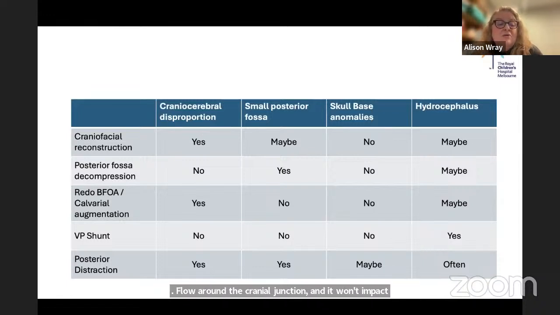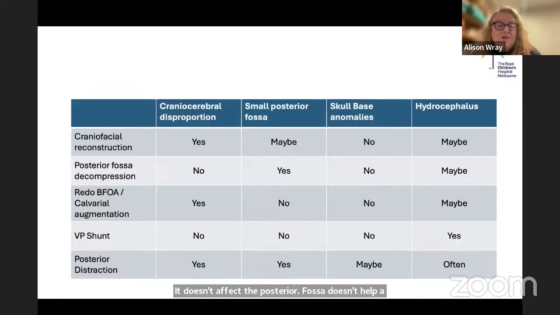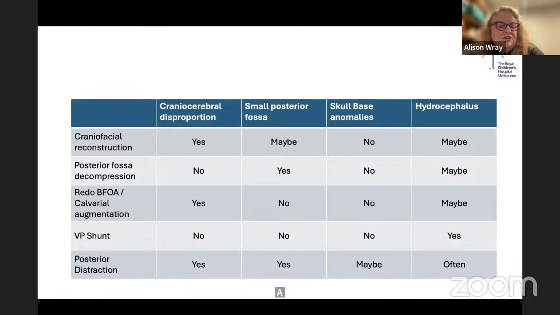If we work on, particularly in bicoronal synostosis, on redo BFOA or calvarial augmentation anteriorly, we do get some increase of the cranial volume, although the magnitude of that is much less than if we do a posterior distraction. It doesn't affect the posterior fossa, doesn't help the skull base anomalies, and might help with the hydrocephalus. A VP shunt only helps with the hydrocephalus and doesn't address any of the other issues.